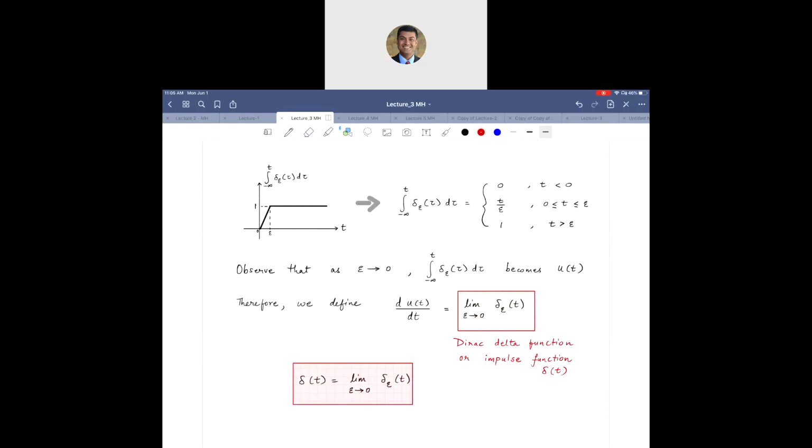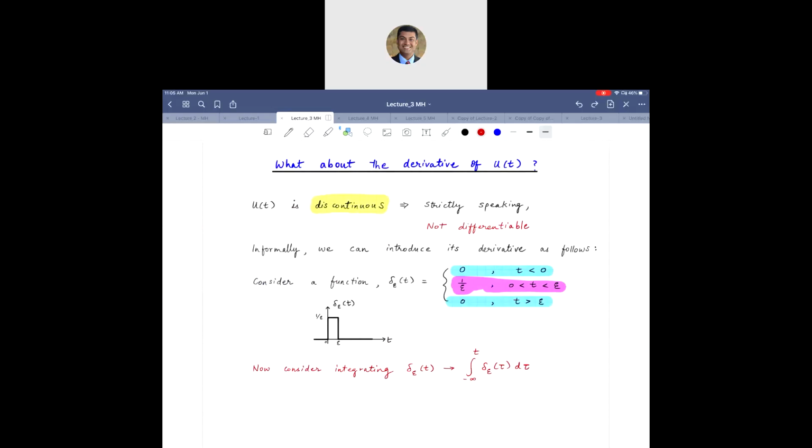So all of this manipulation was done so that we can find our way to an impulse function, delta of t. You will see this function, delta of t, the impulse function, many times over the course of this summer semester for this class. All right, questions about this derivative of u of t?